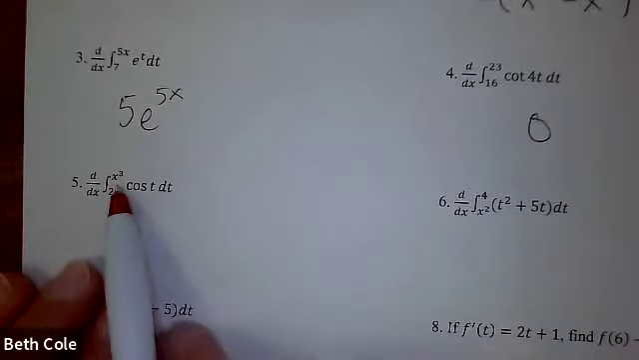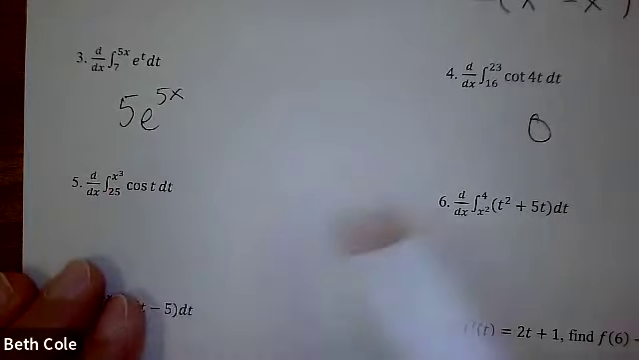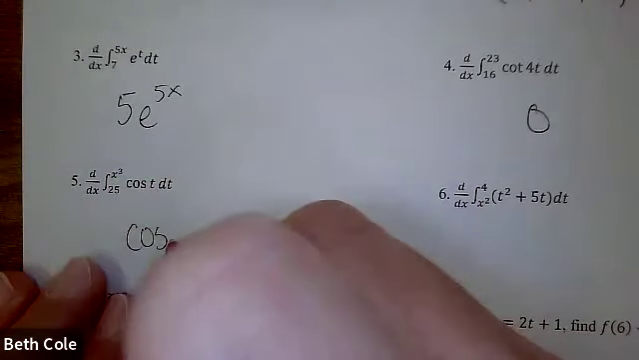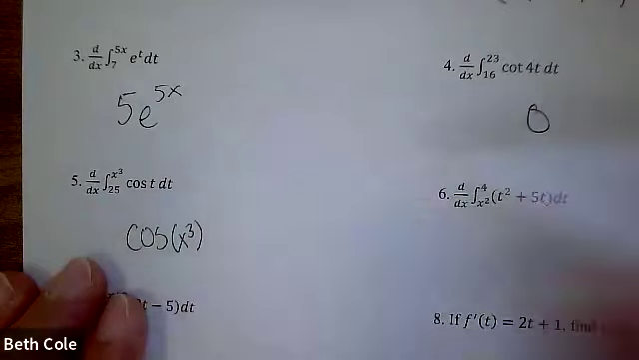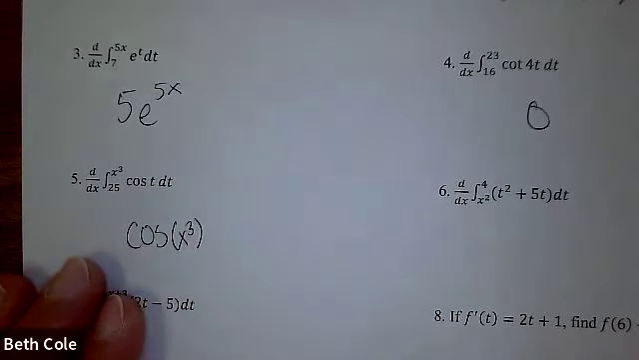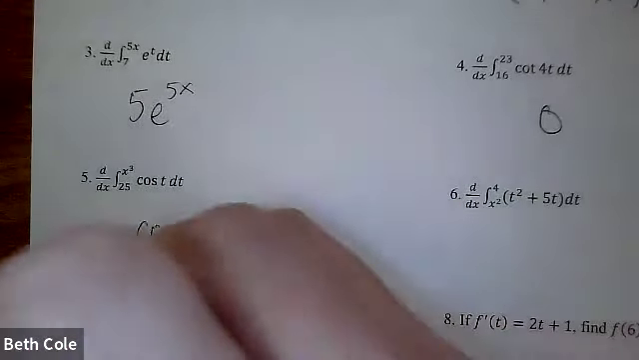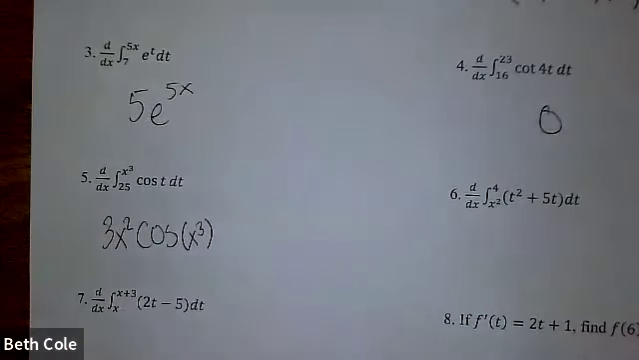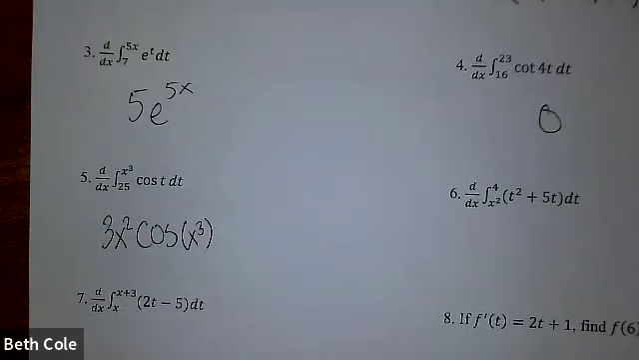All right. For this one, you're going to plug in the x cubed. So it's going to be cosine x cubed. You can put parentheses around it if you want. Chain rule. You're going to chain on the derivative of x cubed, which is 3x squared. I just wrote it out front. You could put a little dot and put it at the end. That's fine. Whatever. You do you.